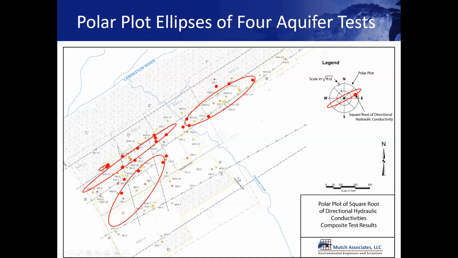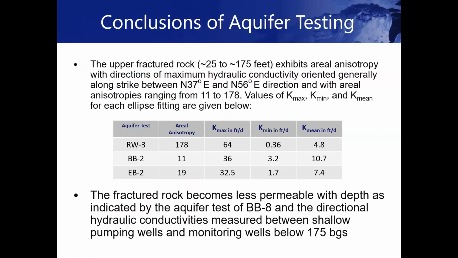But pretty much everything's lined up along strike, which is what you'd expect in this type of rock with the faults. So there's a lot of areal anisotropy here, clearly varying from north 37 degrees east to north 56 degrees east. We had areal anisotropies ranging from 11 to as high as 178, and that may have been a particular fracture zone of particularly high permeability. And then we clearly saw that the rock became less permeable with depth, which of course is not an unusual occurrence in this type of fractured rock environment.